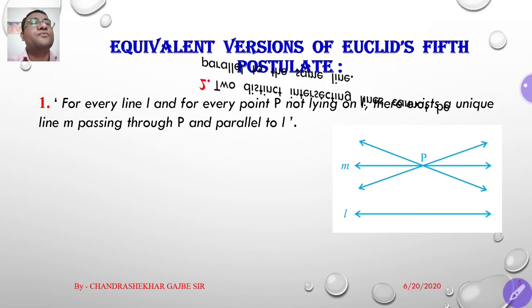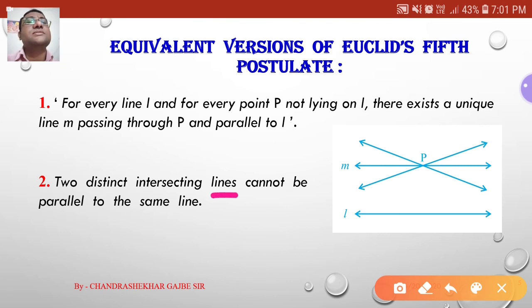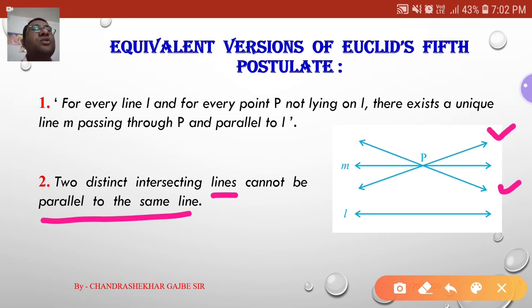Next, the second equivalent version of Euclid's fifth postulate is: two distinct intersecting lines cannot be parallel to the same line. That is the converse of the first equivalent version. You can check there two distinct lines, this one and this second one. If those two lines are intersecting each other, then they will not both be parallel to the same line at a time.